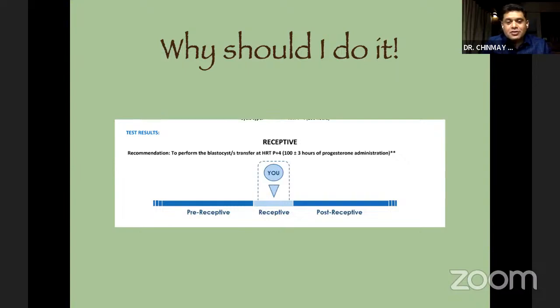I was always taught that you have to give 5 days of progesterone. This girl, her name was Mugdha. She was a 26-year-old MBA. She walked into my clinic. I was super confident that she would conceive in one cycle.